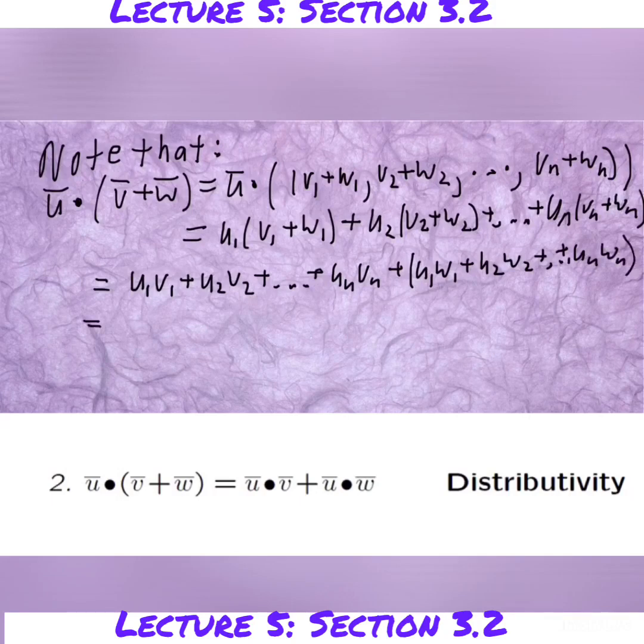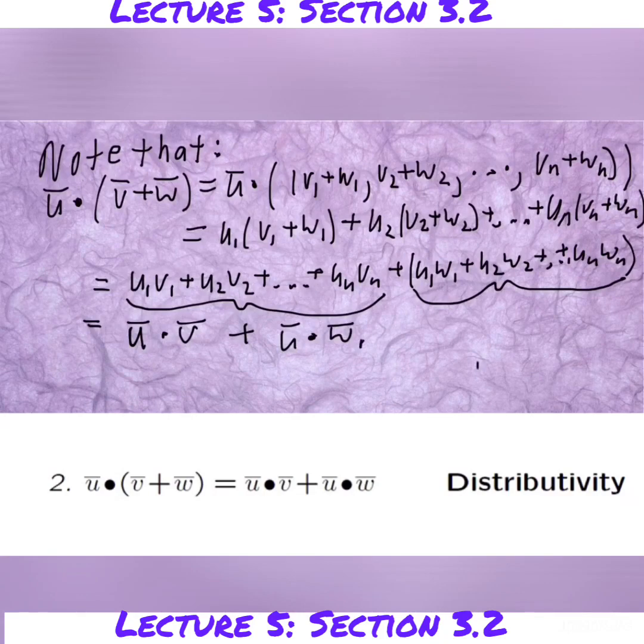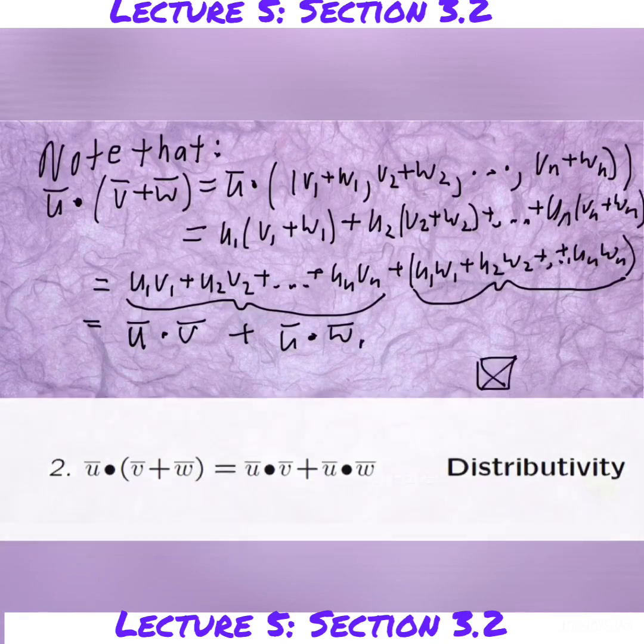Okay, and so this whole thing here you can just write as the dot product of which vector? The dot product of u with the vector v. And this thing here is just the dot product of u with w. Okay, so pretty straightforward.